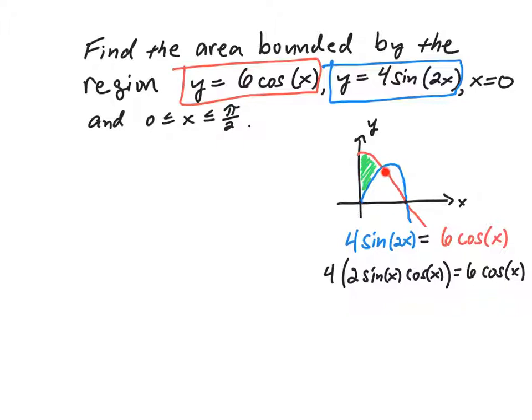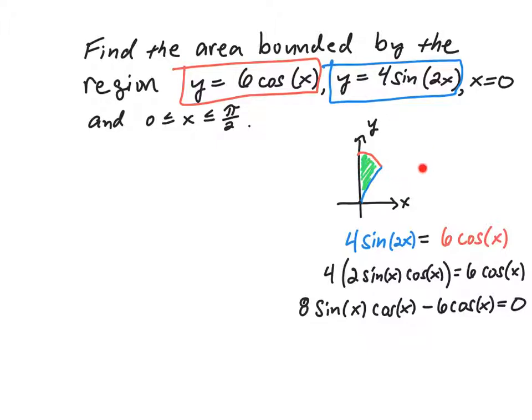So we need to find this point of intersection. So we set the blue curve equal to the red curve. That's where they intersect. So 4 sine 2x is equal to 6 cosine x. And I'm going to expand sine 2x. So sine 2x is 2 sine x cosine x. And now we're just off to the races solving for that point of intersection before we set up the integral.